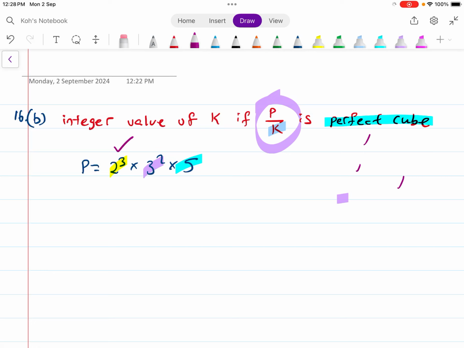Alright, so let's go through this question 16b. We are required to determine the integer value of k if p over k is a perfect cube. Okay, what is a perfect cube? A perfect cube just means it can be cube rooted.